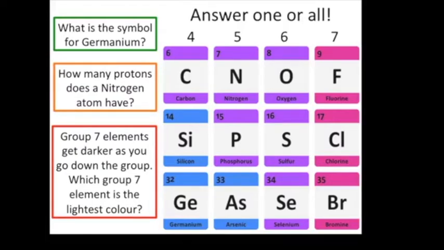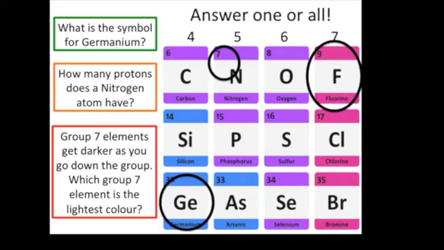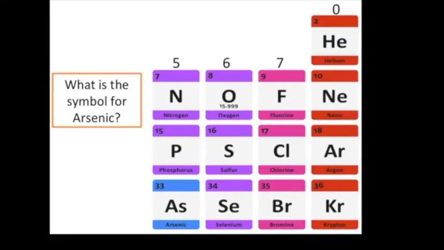Let's go over it very quickly. So yes, the symbol for germanium is G, a little e. Don't forget, if you were writing that down, you probably wouldn't get a mark in an exam for a capital E. But a nitrogen atom has 7 protons, well done, and fluorine would be the lightest colour, and then bromine would be the darkest colour on this list. All right, have a go at these ones then.